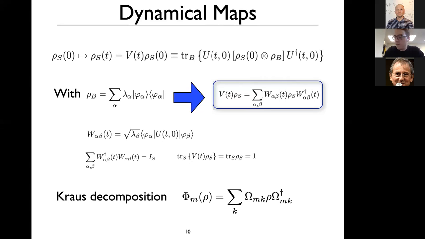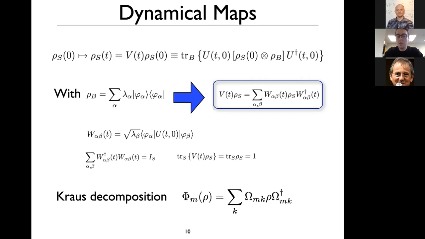So if we have any linear map phi which transforms a density operator rho, a density matrix from the set of density matrices onto another density matrix, it has to be what I said is completely positive and trace preserving.